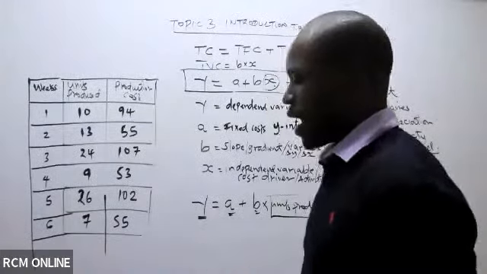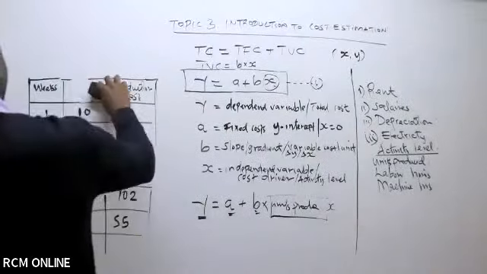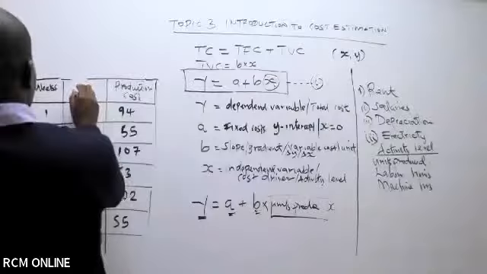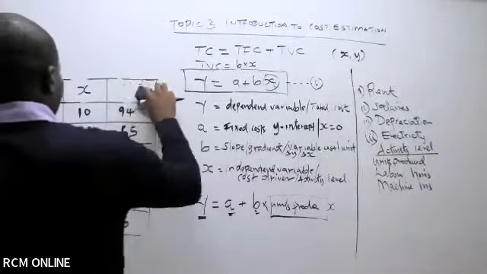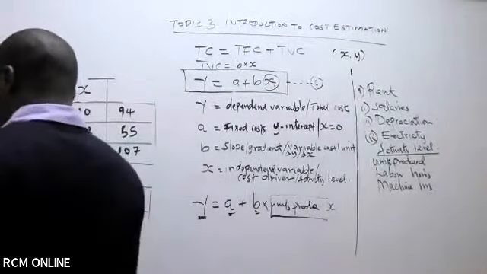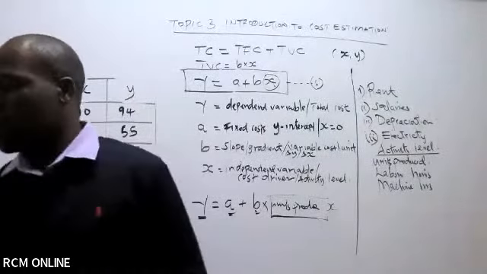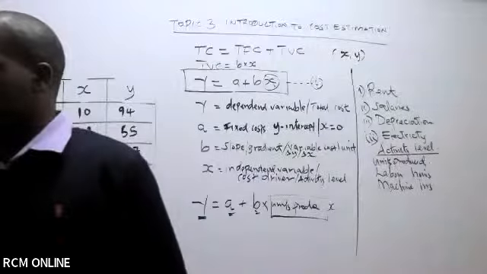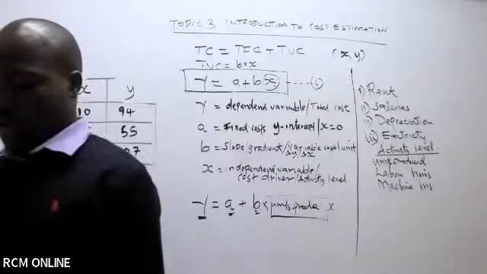Moving forward, I don't need the name units produced. I don't need the name production cost. I will talk about X. I'll talk about Y. I'll talk about X. I'll talk about Y.